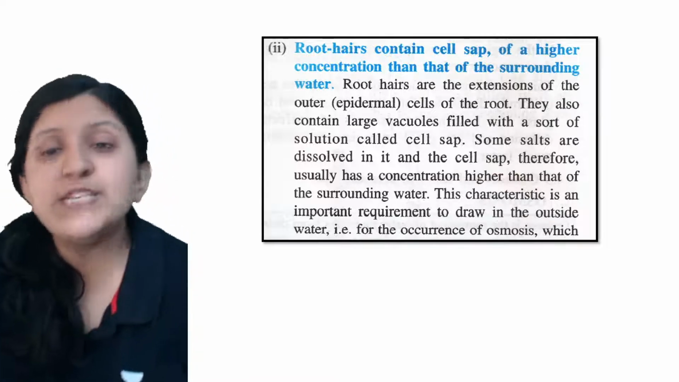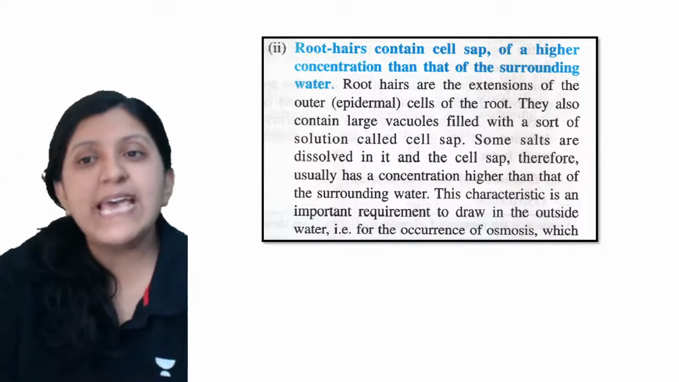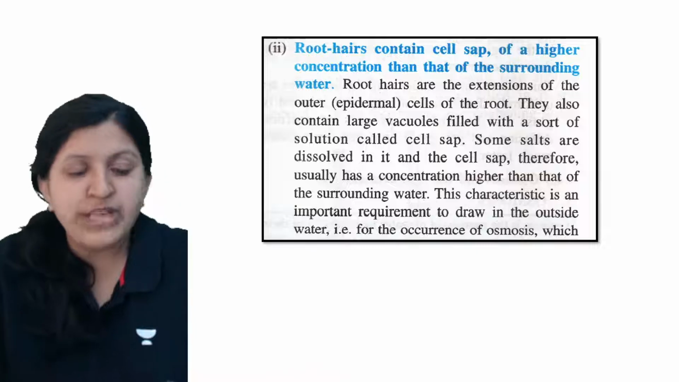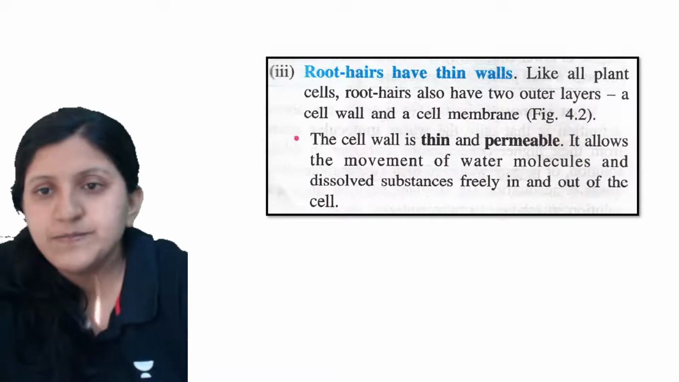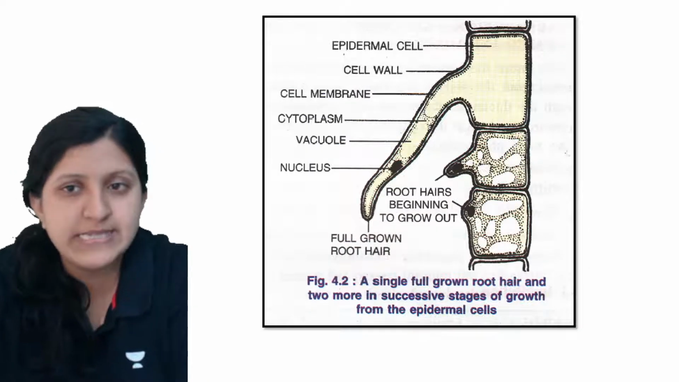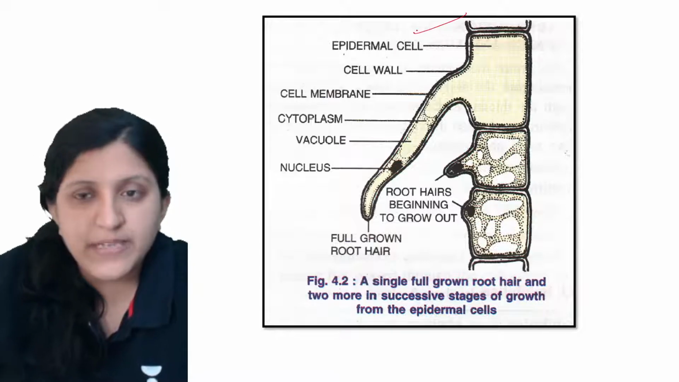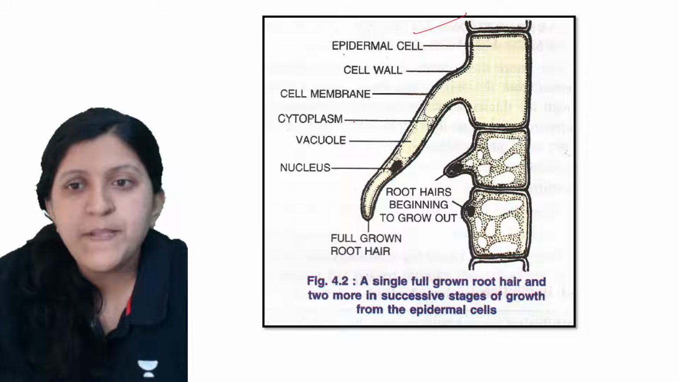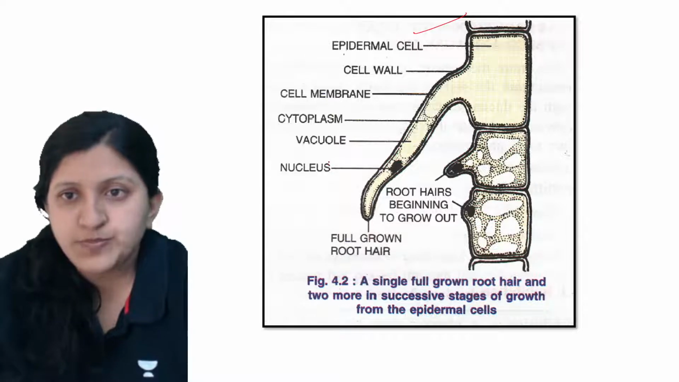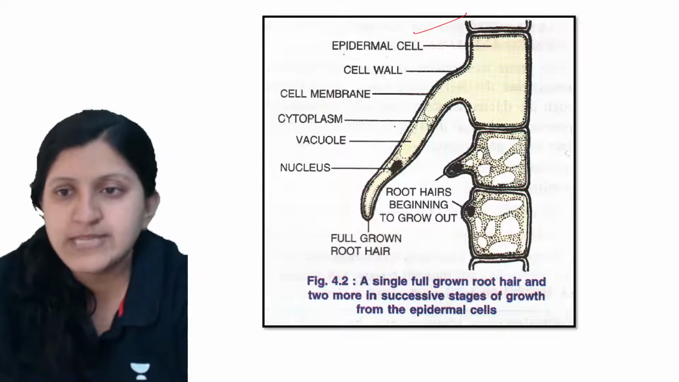Now the root hair has a cell sap of a higher concentration than that of the surrounding water. So what is the meaning of that? There is an epidermal cell, so I'll draw it and explain. This is the extension of the epidermal cell itself. This one is the epidermal cell. There is a cell wall, a cell membrane, a cytoplasm, this one is a vacuole, and there is a nucleus. So this is a complete epidermal cell itself.